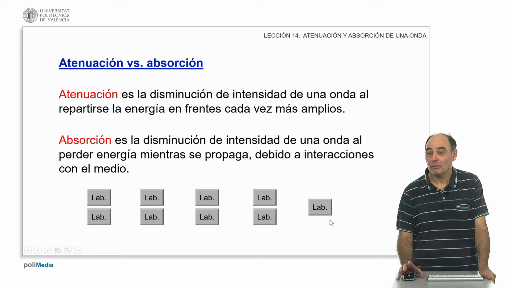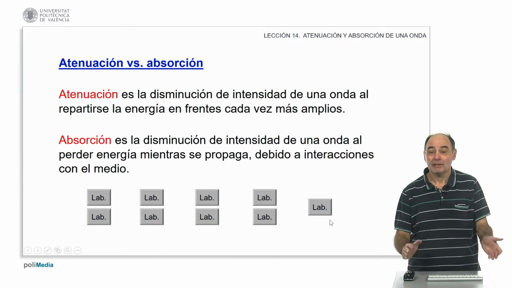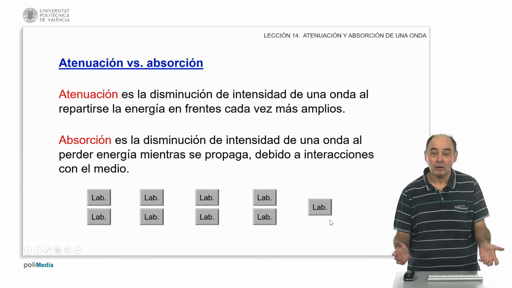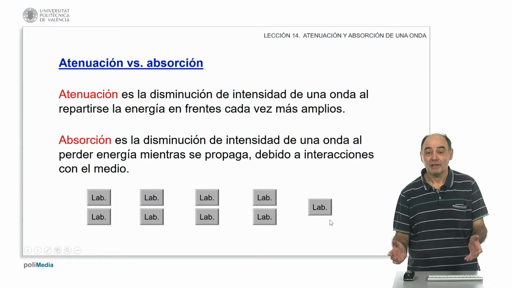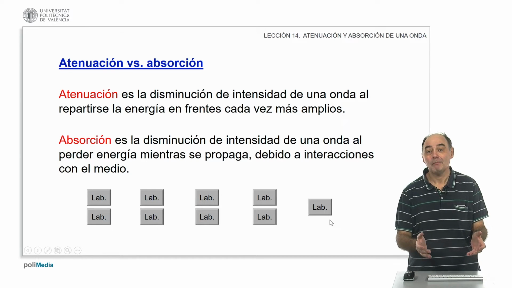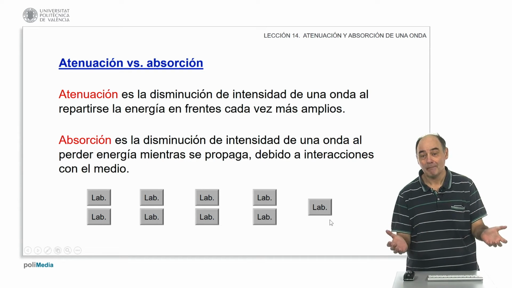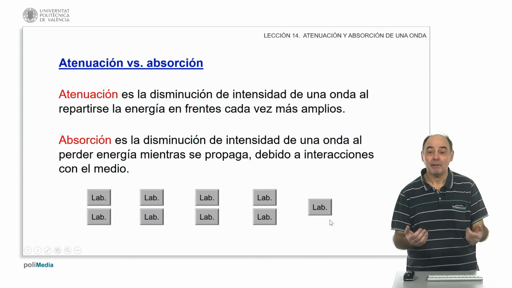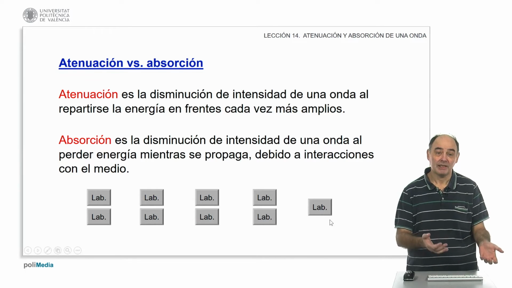We already know one of the phenomena that causes this process, attenuation, which is the decrease in intensity of a wave as the energy is spread over wider and wider fronts. For example, at a given moment, 50 joules are emitted from a source, 50 joules pass through the next front, 50 joules pass through the next one. The 50 joules remain, but they are distributed over a wider and wider area, and therefore there is less energy density and less intensity.